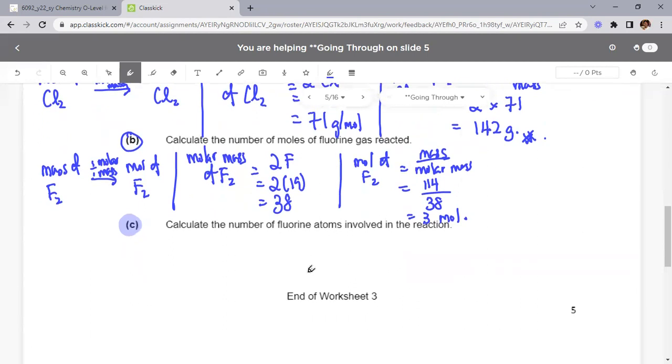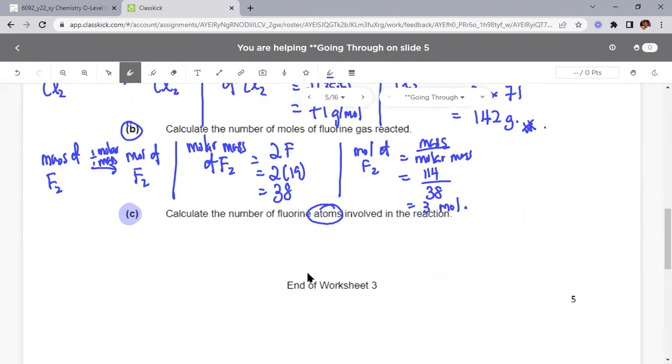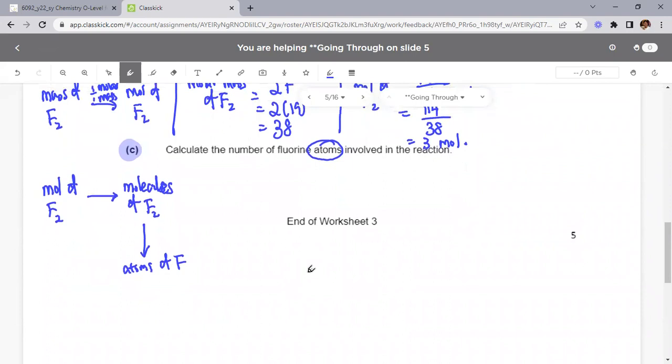So I want the number of fluorine atoms. There's a difference between molecules and atoms. So what I have here, I've got the mole of F2. I want to find the molecules of F2 first. How many molecules of F2 are there? Only when I find the molecules of F2, then I can find the total number of atoms of F.